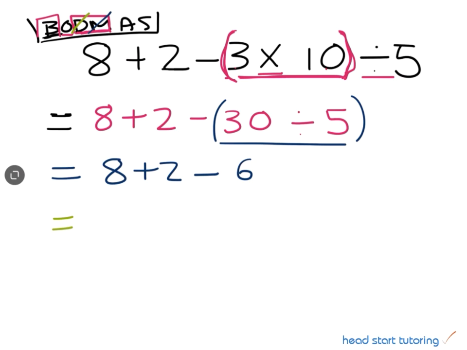Let's see, we've done our division now as well. Let's look. We've got addition and subtraction left. Whichever one comes first, that's what you must do, which happens to be addition. So we've got 8 plus 2 is 10 minus 6. And then we get our final answer because we've only got one operation left, and 10 minus 6 is 4. So there's your answer.